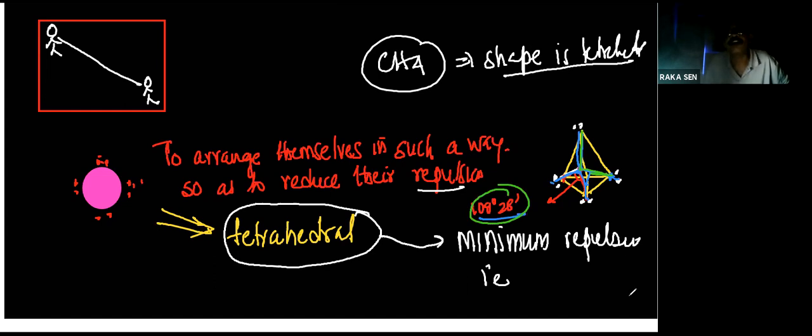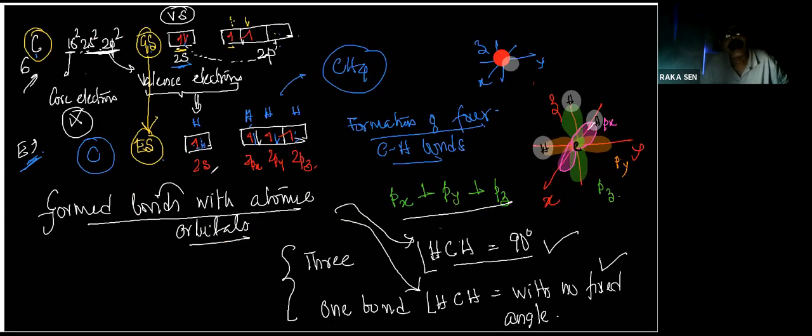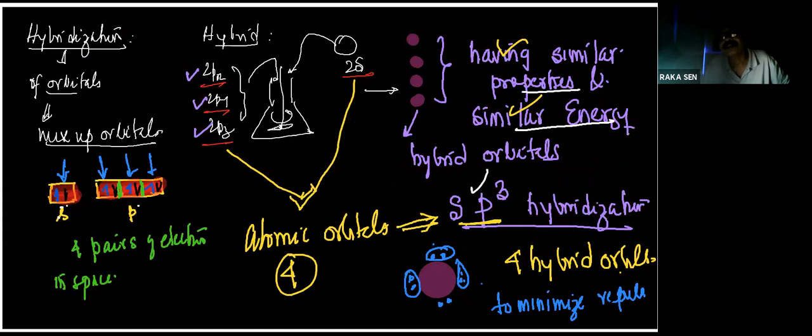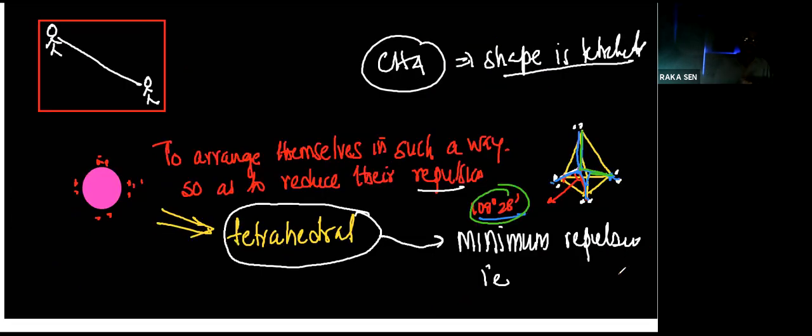Therefore, only with the concept of hybridization, right? Only with the concept of hybridization, you could actually explain the geometry of methane, the shape of methane.